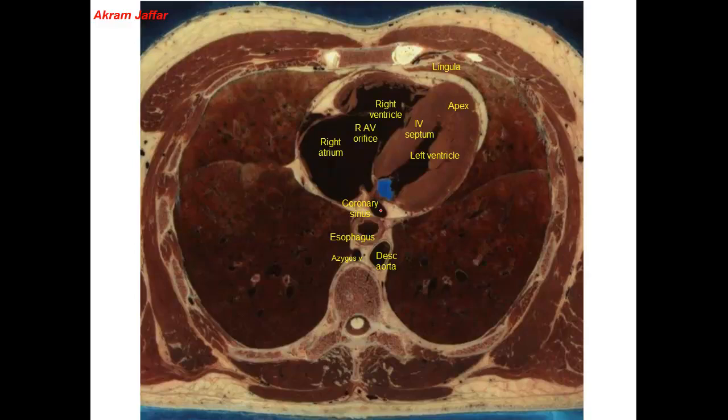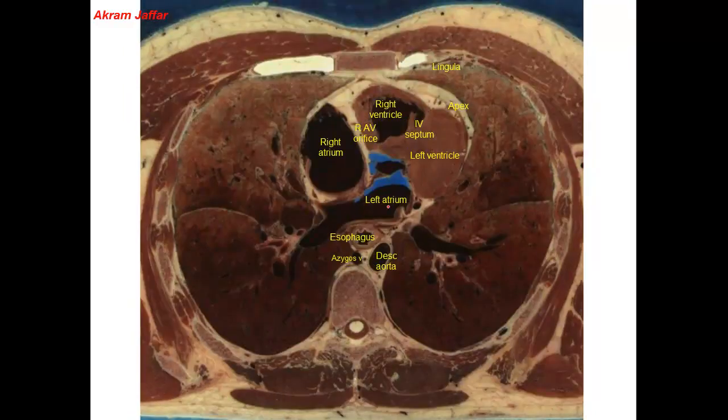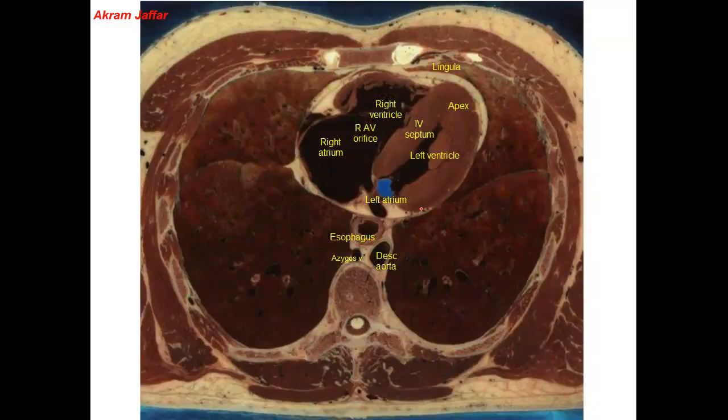So this is the coronary sinus. It occupies the distance between the left atrium and the diaphragmatic surface of the heart. If we go a little bit higher, here we can see some of the left atrium and the coronary sinus. A little bit higher, the left atrium can be clearly seen. But as we go close to the diaphragmatic surface of the heart, then no more left atrium can be seen. Posterior to the heart is the esophagus, behind it is the azygous vein and the descending thoracic aorta.